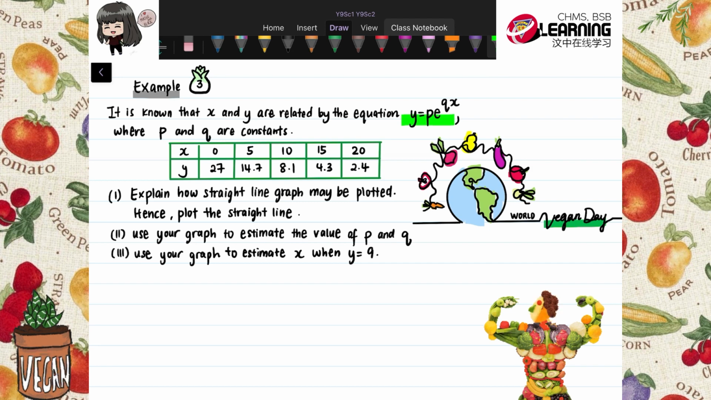For part 1 here, they ask you to explain how the straight line graph may be plotted. If you notice, in example 1 and example 2, they already asked you to plot y against x. They told you what is y, what is big Y, what is big X. But in this example 3, part 1, they didn't mention what their big Y and big X are. So you cannot construct the table straight away, because your first step will be to construct a new table. For now you cannot, because you are not given any big Y and big X. They first ask you to explain how the straight line graph may be plotted, and they already give you the equation over here.